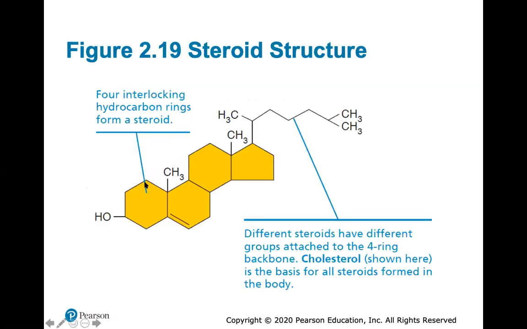So this is what the steroid structure looks like. There are these 4 interlocking rings, and cholesterol is shown here. And cholesterol is the most important steroid.